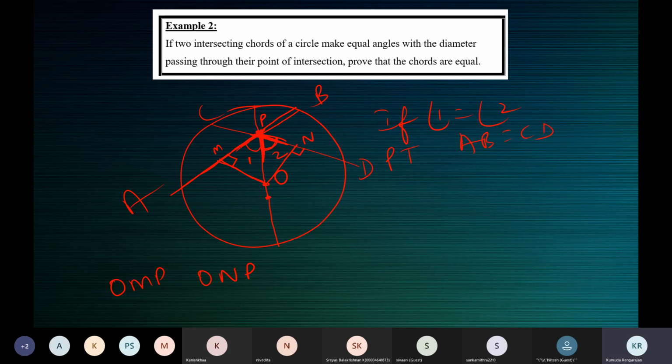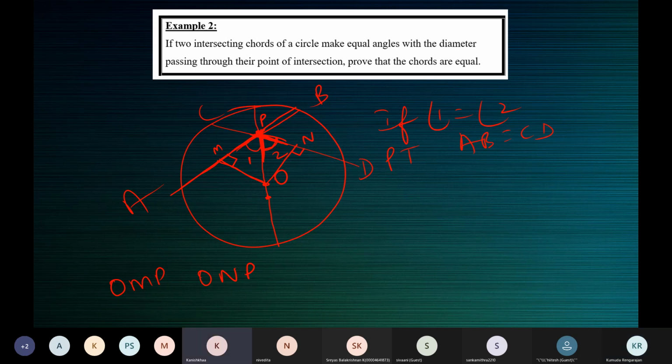Yes, children. Who's that? Kanishka. Go on, Kanishka. Ma'am, angle 1 is equal to angle 2. Very good. Angle 1 is equal to angle 2, given. Next, Kanishka. Then 90 degrees, ma'am, angle M and N. Correct. Angle OMP is equal to angle ONP, ma'am. Angle OMP of one triangle is equal to angle ONP of the other triangle, 90 degrees. Construction. Very good.